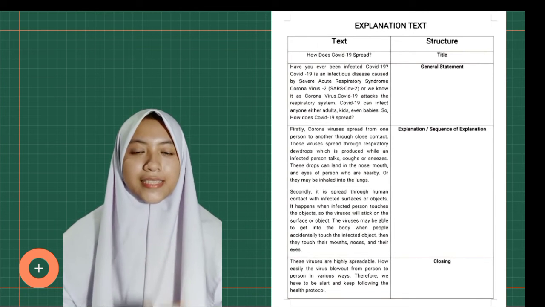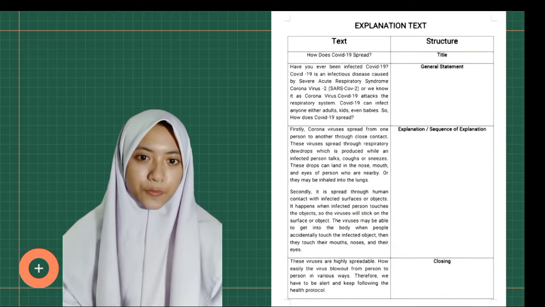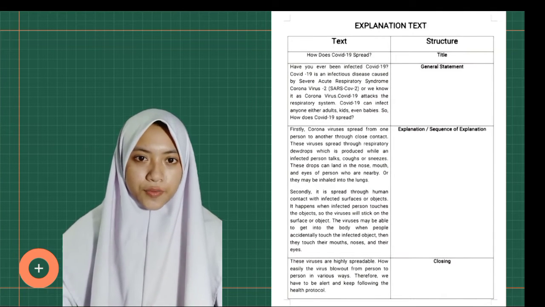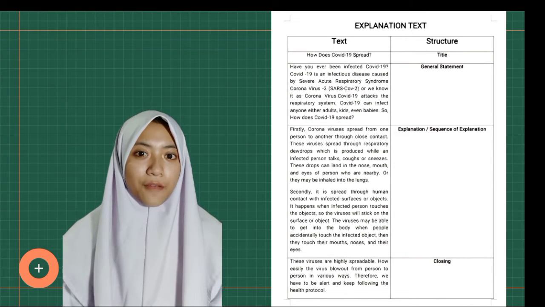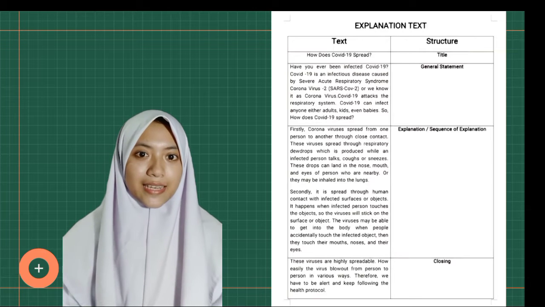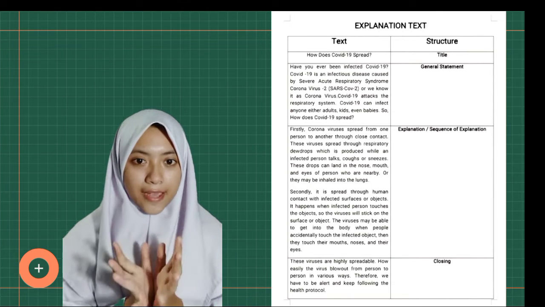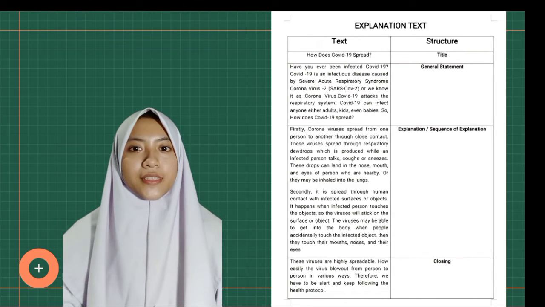COVID-19 is an infectious disease caused by severe acute respiratory syndrome coronavirus 2 or SARS-CoV-2, or we know it as coronavirus. COVID-19 attacks the respiratory system. COVID-19 can infect anyone, either adults, kids, even babies. So, how does COVID-19 spread?